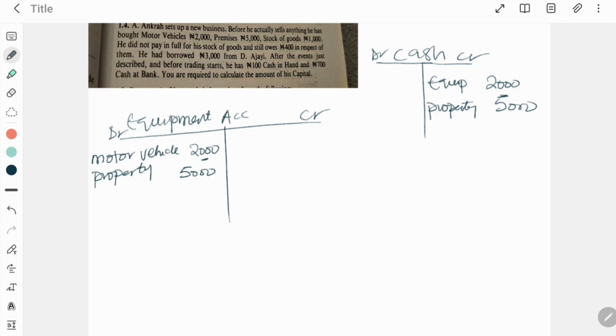The next instruction here is that stock of goods costing 1,000 naira was purchased, and we know that stock is an inventory. It is also an asset, but a different kind of asset. It is a current asset. So we're going to open another ledger account for it, and we're going to call it inventory. Debit, credit. They purchased 1,000 naira stock, so we say stock, 1,000 naira.